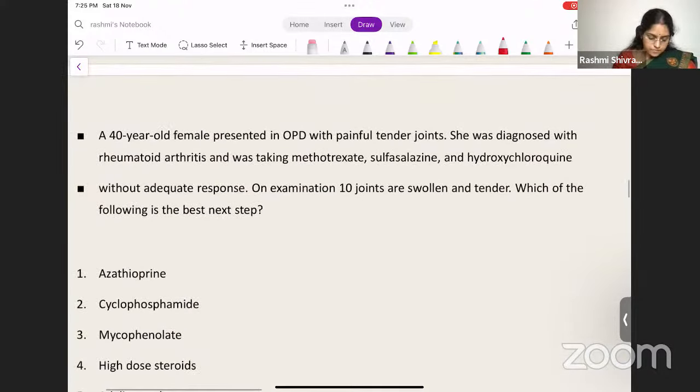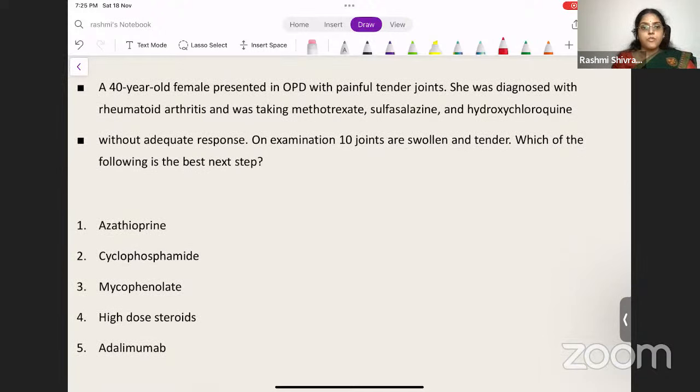Right? Okay. Next. A 40-year-old female presented in the OP with painful tender joints. She was diagnosed with rheumatoid arthritis and was taking methotrexate, sulfasalazine, and hydroxychloroquine without adequate response. On examination, 10 joints are swollen and tender. Which of the following is the next best step?